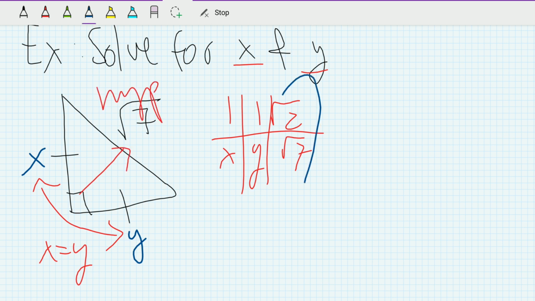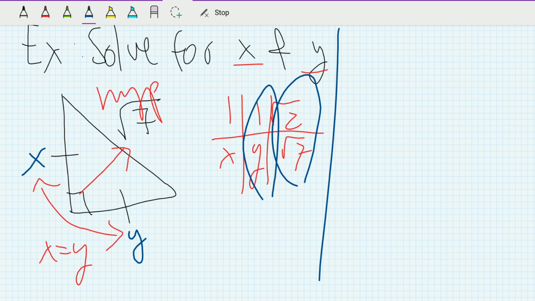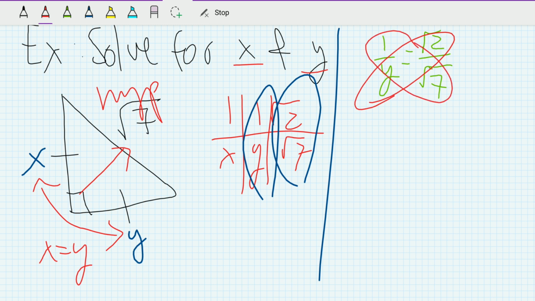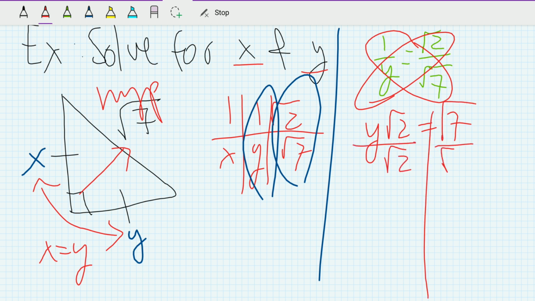So now I'm going to go ahead and choose 2 of them. I just circled y just because it's there. Honestly, it doesn't really matter. So let me make a line here so I won't get confused. So 1 over y is equal to square root 2 over square root 7. And now let's go ahead and cross multiply. It'll become y square root 2 equals 1 times square root 7. Now I'm going to go ahead and divide by square root 2. Notice these steps are very, very similar. So it'd be square root 7 over square root 2.